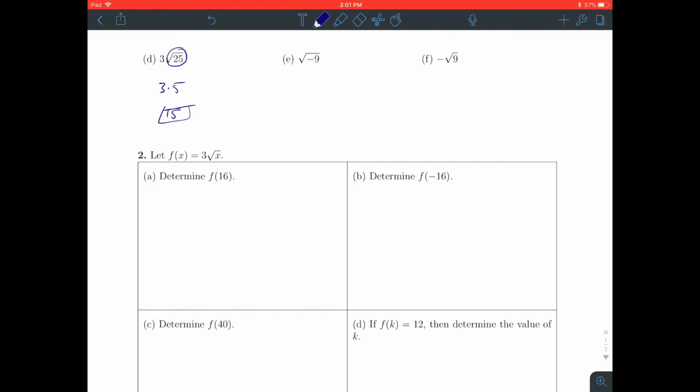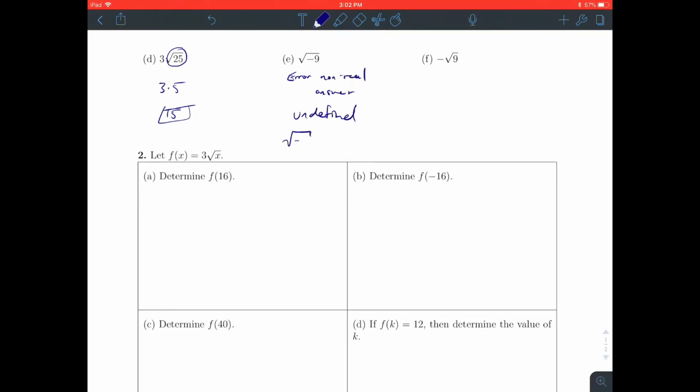Next up, we've got the square root of -9. And just like we saw in class today, if you try this on your calculator, you'll get error non-real answer. Non-real answer. And so this actually has no answer. This is undefined. And you guys did a nice job of uncovering why this doesn't work out, right?